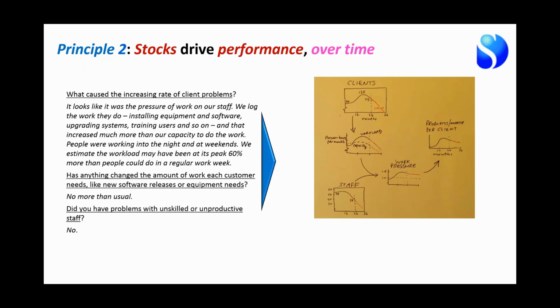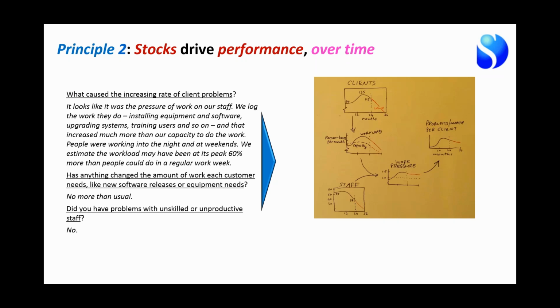So, question to the CEO, what caused the increasing rate of client problems? Well, it looks like there was the pressure of work on our staff. We log the work they do, installing equipment and software and so on. That increased much more than our capacity to do the work. People were working into the night and at weekends. We estimate that workload could have been 60% more than people could do in a regular work week. So that's what's happened to the stocks.